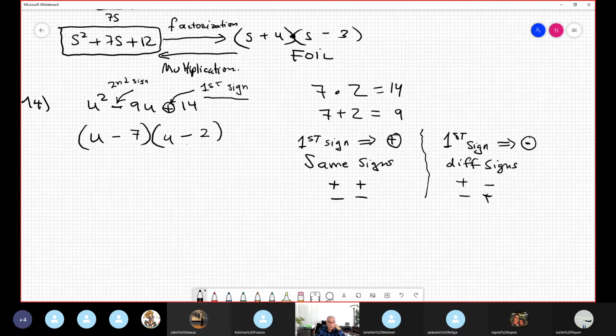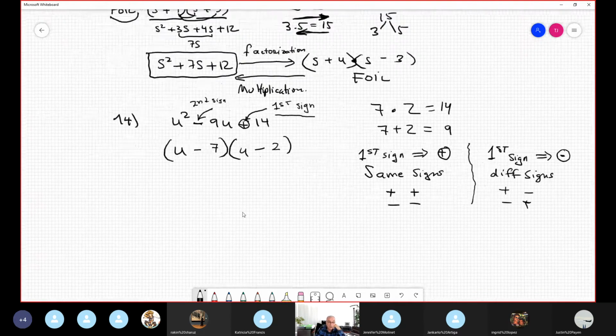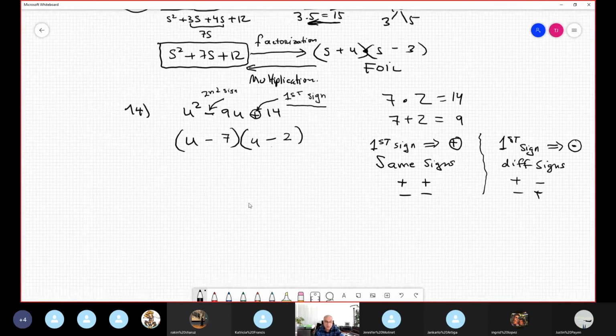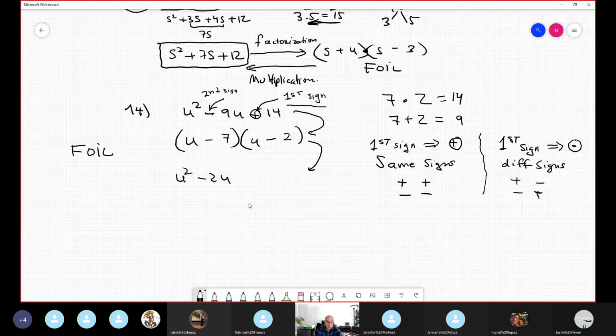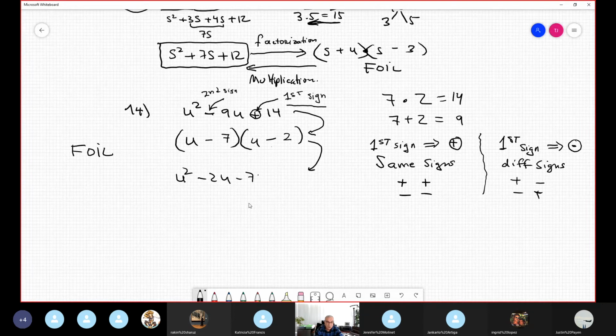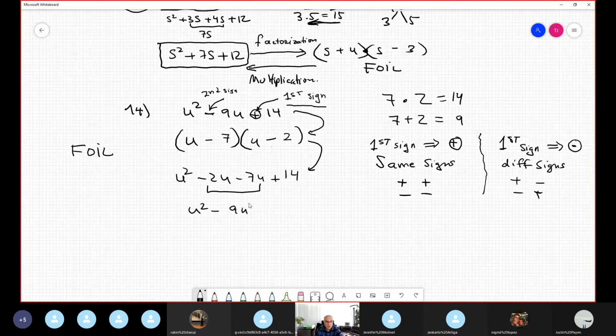Okay, that's it. Now I need a verification. Remember, we are doing factorization in that direction. Now I am doing multiplication in that direction to come back to the beginning. You foil. U times u squared. U times negative 2 is minus 2u. Minus 7 and u is minus 7u. And negative 7 and negative 2 is positive 14. Yes or no? And we combine like terms: u squared minus 9u plus 14. And we come back to the beginning.